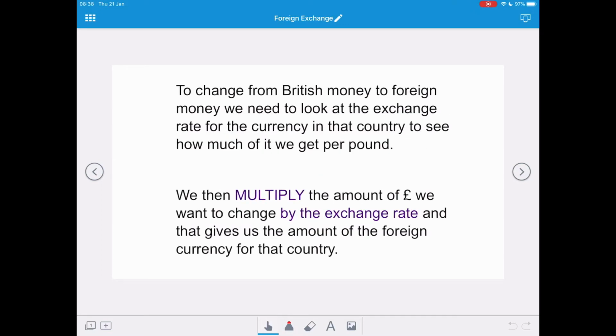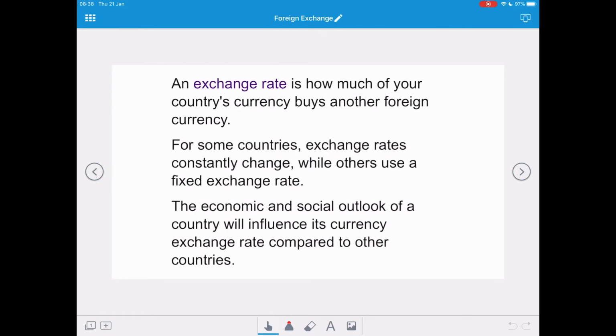To change from British money to foreign money, we need to look at the exchange rate for the currency in that country to see how much of it we get per pound. We then multiply the amount of pounds we want to change by the exchange rate, and that gives us the amount of the foreign currency. An exchange rate is how much of your country's currency buys another foreign currency.